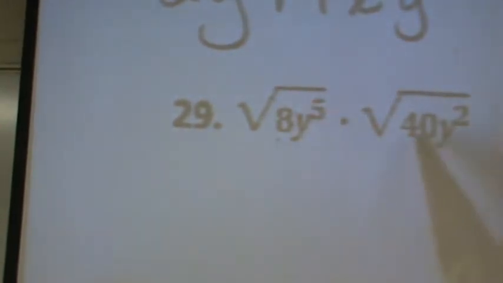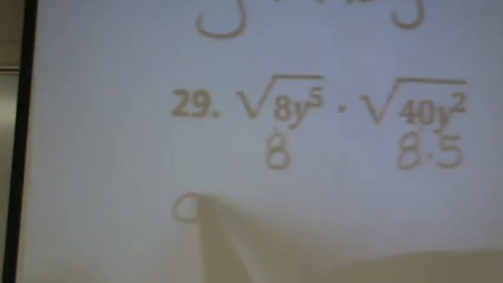29. Now for this one, what I would do, okay, we've got 8, and this is 8. 8 times 5 is 40. And we're looking for 2 of a kind here. So there's 2 8's. So the answer is going to be 8. The 5 is going to stay.